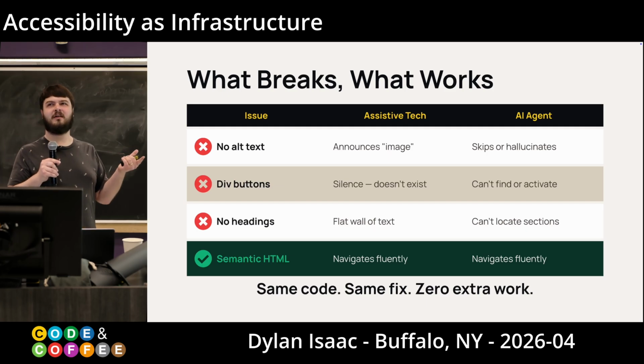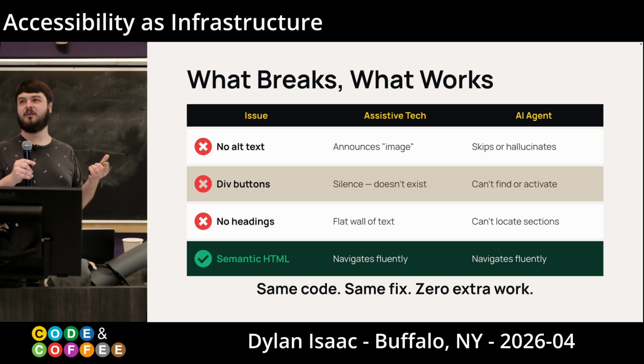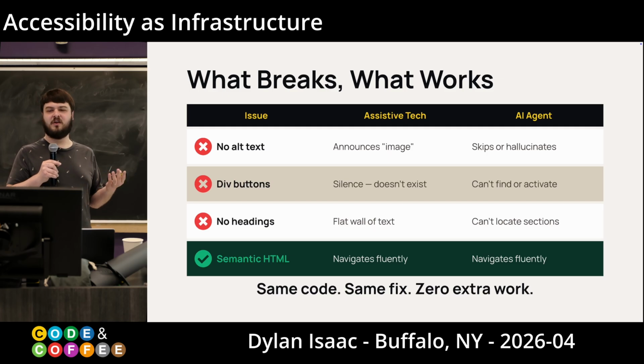Or the worst case scenario for your AI: if you don't specify something, that's a chance for your AI to actually make something up, and it could make up something completely wrong. Div buttons for assistive devices. How do you interact with something that doesn't have any of the code behind it that actually makes it interactive? It basically just doesn't exist to your disabled users. But for your AI agents, it falls back to it simply can't activate it.